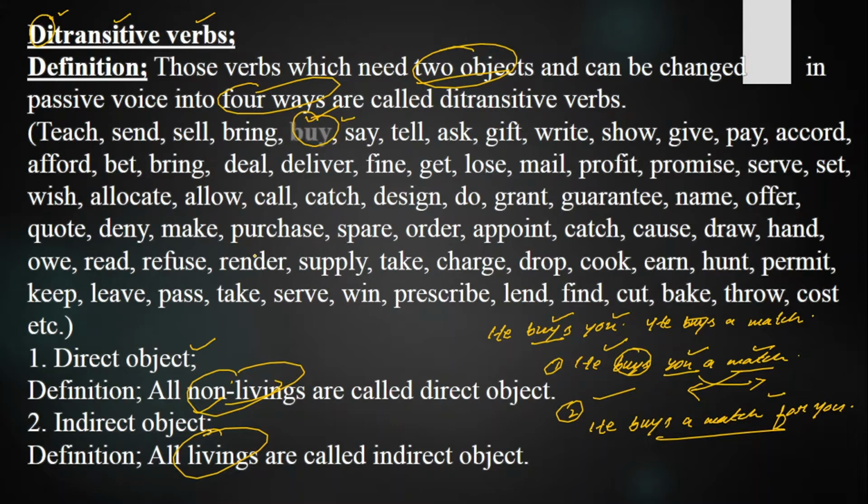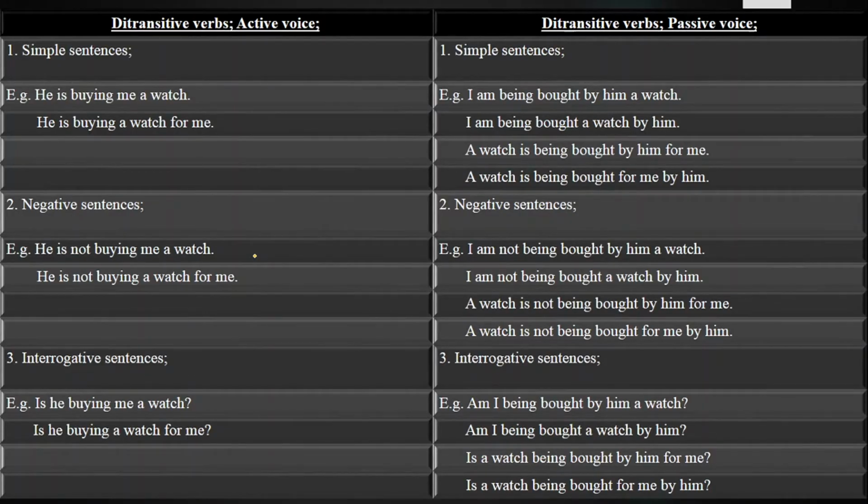Now we will discuss how we are going to change the ditransitive verb from active voice into passive voice in four ways. Today we have the verb buy, and the tense is the present continuous tense. We will start with simple sentences, which make simple statements. He is buying me a watch. He is buying a watch for me. Now see, me is the indirect object and watch the direct object. And if you want to bring it first, you are going to use the prepositional indirect object.